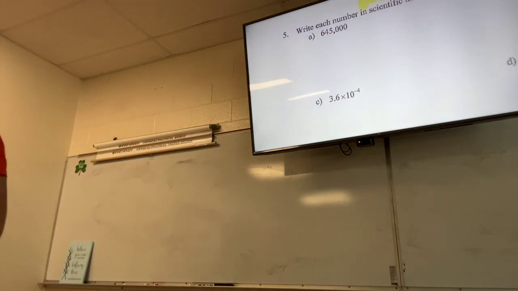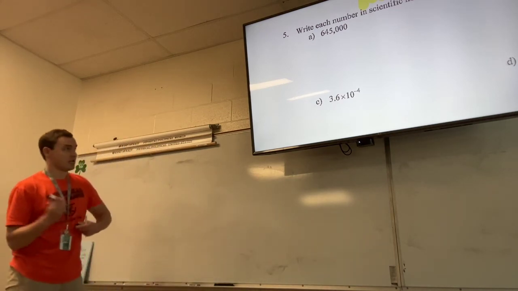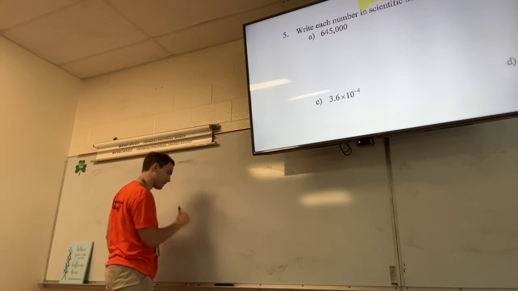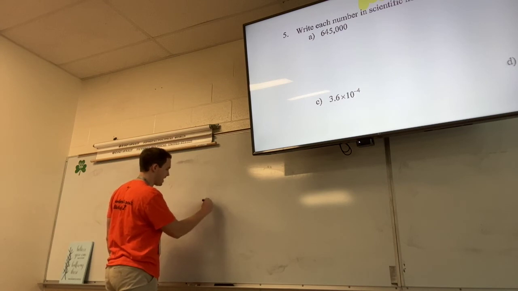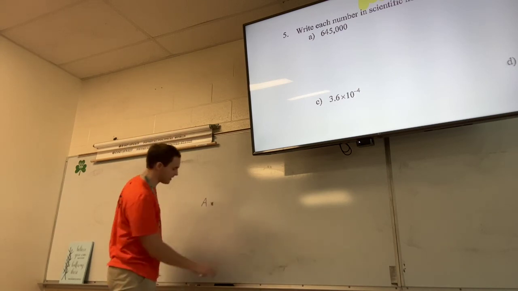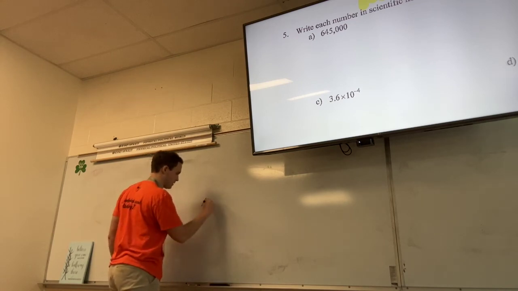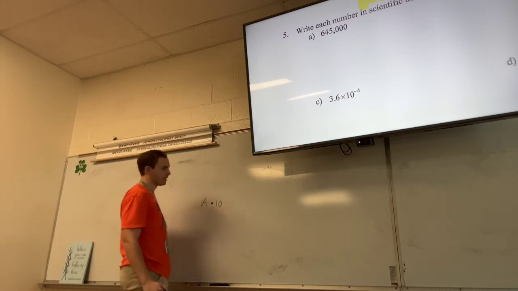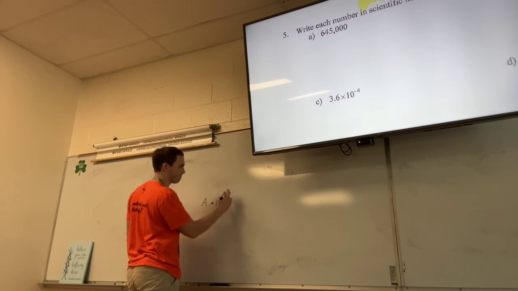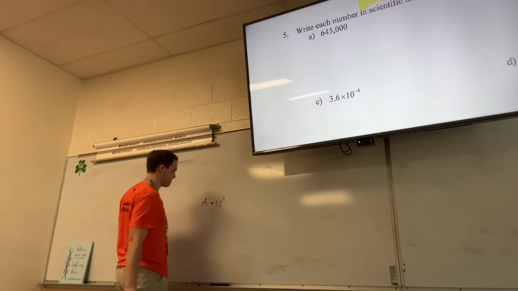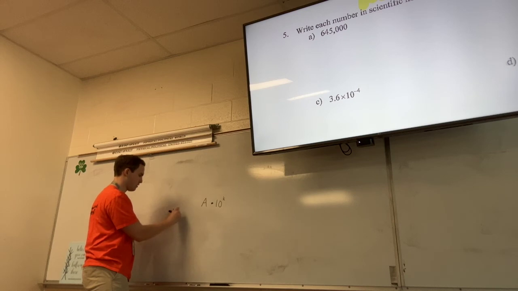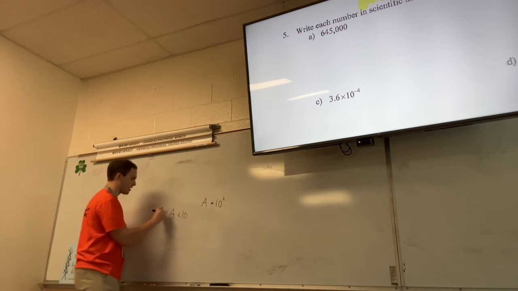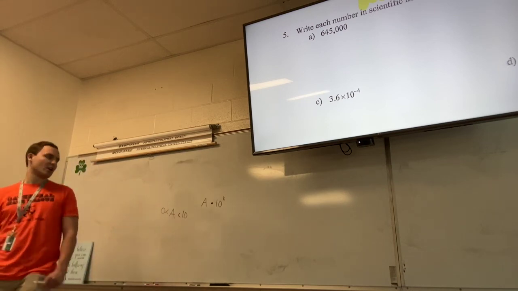So scientific notation, numbers in scientific notation are written of the form A times, the asterisk means times, I'll just do a dot, A times 10 to the K, where A is between 0 and 10, and K is an integer.